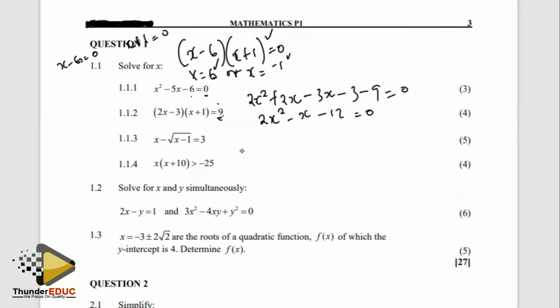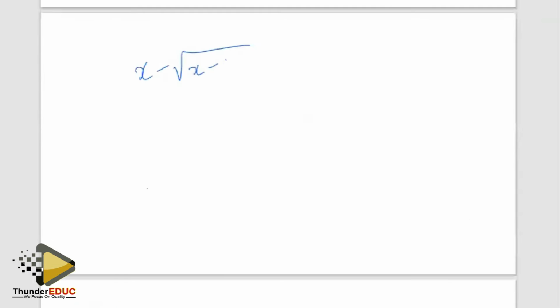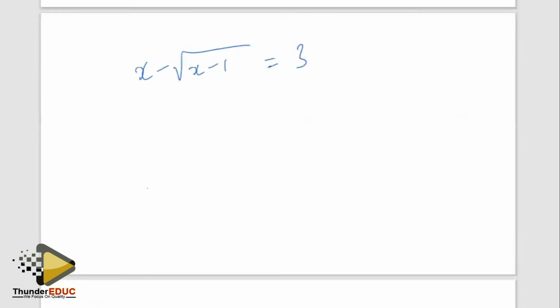All right, 1.1.3, where we have the third form: x minus the square root of x minus 1, and then this is equal to 3.